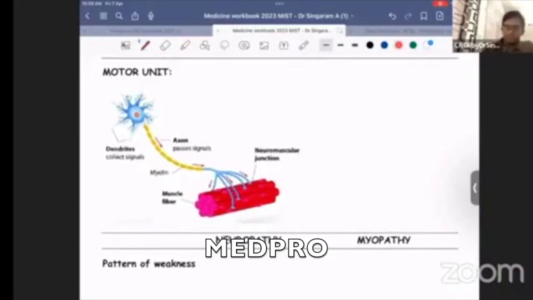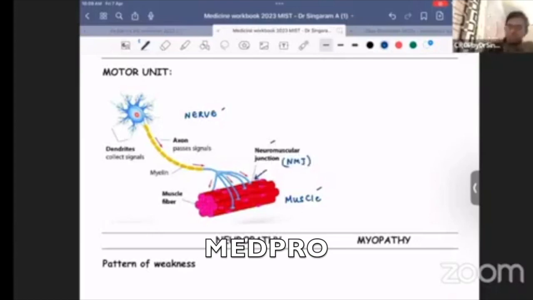Can you see that? The first area is about the nerve, and the last area is about the muscle. In between, you have a neuromuscular junction also. NMJ, if you want to remember the simple word. This complete thing is what we call a motor unit: nerve, neuromuscular junction, as well as muscles.